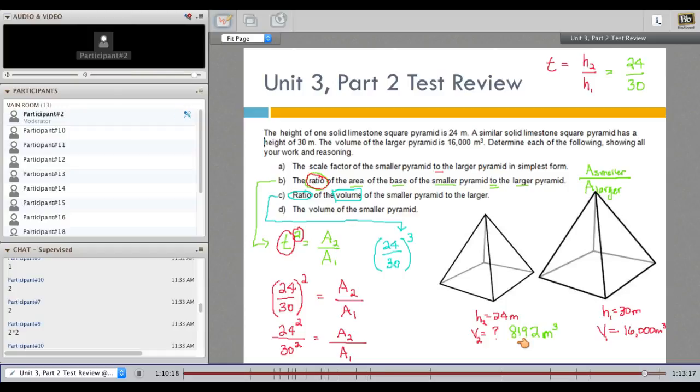Oh, okay, so let's see. I guess we should talk about, if we look at part D, it wants the volume of the smaller pyramid, which is actually what we found. I guess we mistakenly stopped there for part A. So part A, let's be careful. We actually don't want to say 8192 is our answer for part A. That's actually for part D. Part D wants the volume of the smaller pyramid. So this 8,192 is the volume of the smaller pyramid. We want, for part A, the scale factor. Okay, in simplest form, I think that's the key.